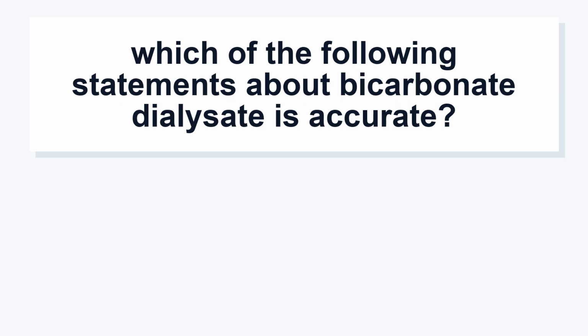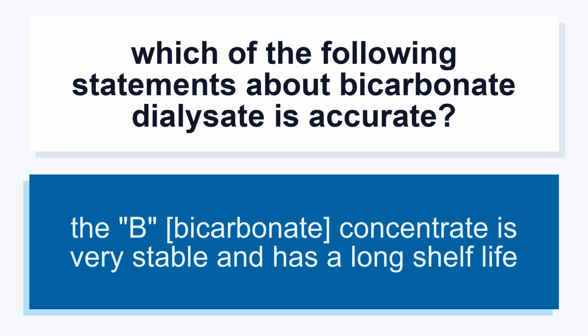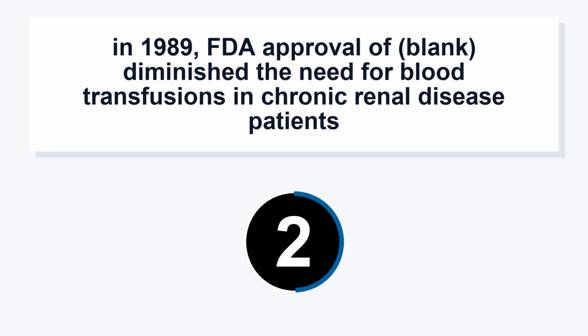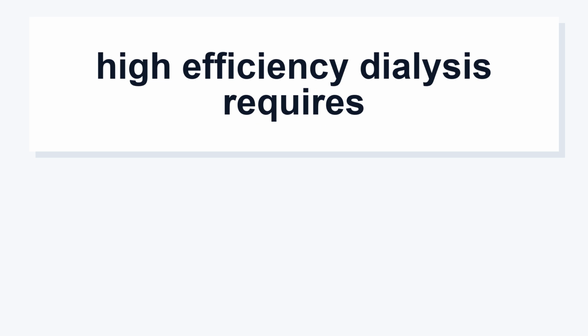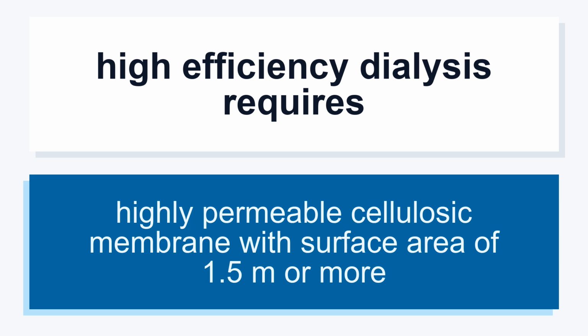Which of the following statements about bicarbonate dialysate is accurate? The bicarbonate concentrate is very stable and has a long shelf life. In 1989, FDA approval of blank diminished the need for blood transfusions in chronic renal disease patients. Epoetin alpha, Epogen. High-efficiency dialysis requires a highly permeable cellulosic membrane with surface area of 1.5 m² or more.